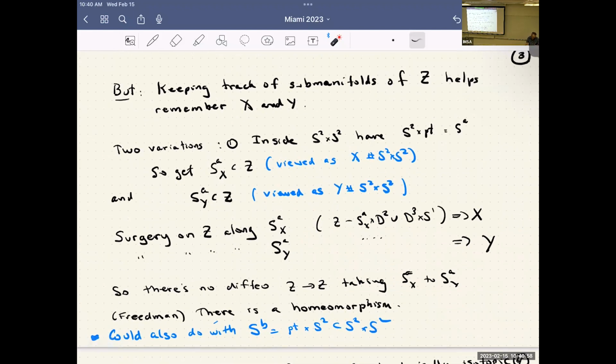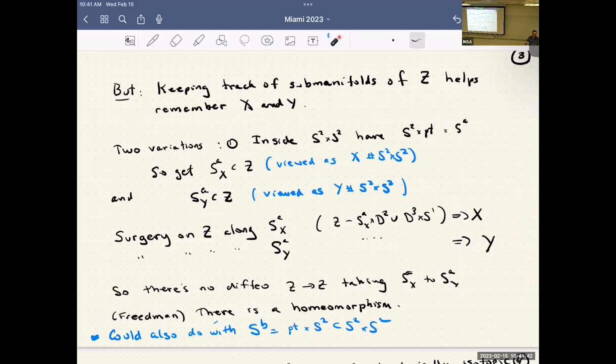So inside S2 cross S2, which is a product of spheres, you have two spheres, the first one and the second one, the A and B spheres. And if you think of our Z as X connect sum S2 cross S2 and take the first of the S2s, that gives you a sphere, which I'll call SX. And similarly, there's another one coming from the decomposition as Y connect sum S2 cross S2. Those two spheres are not the same. You can't move one to the other by a diffeomorphism.